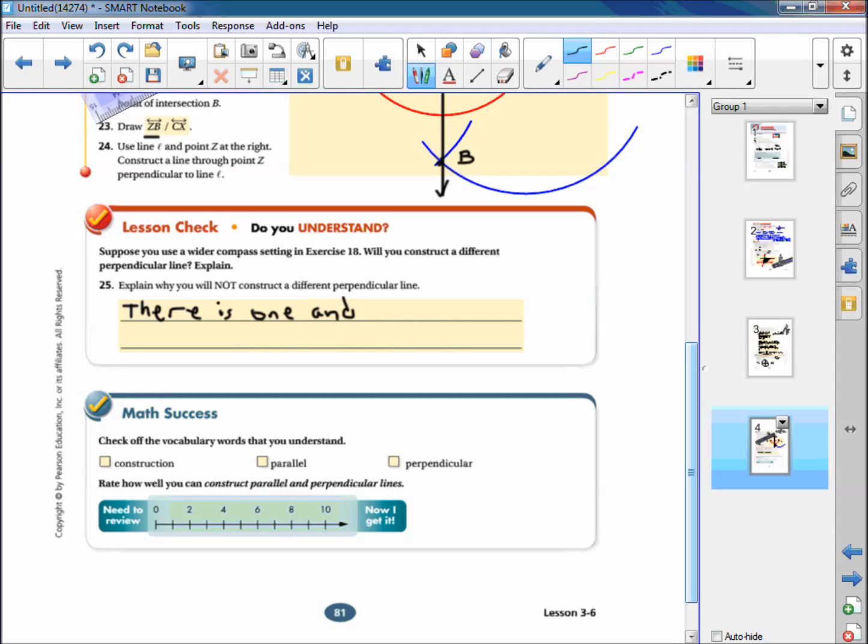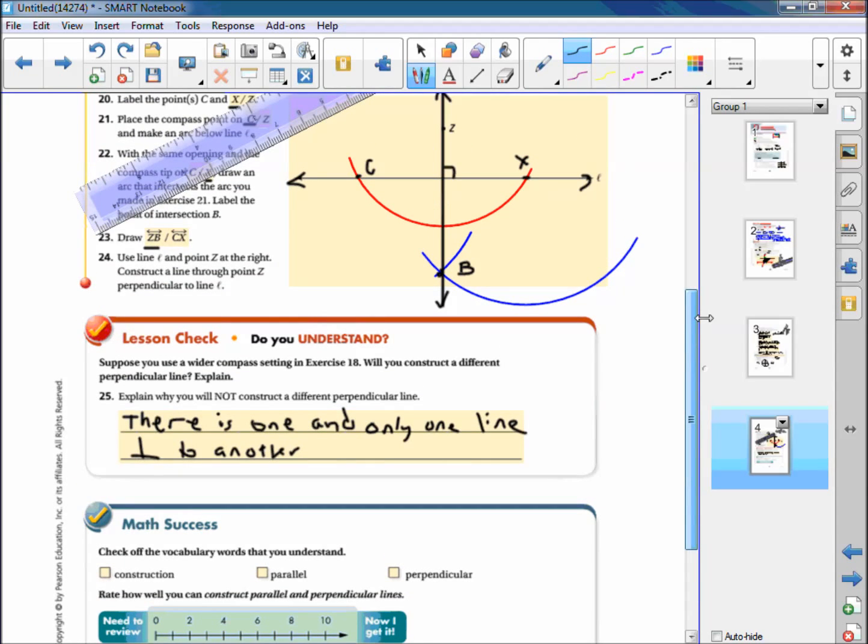One and only one line perpendicular to another. You just can't make more than one. Okay, so if we had done a bigger arc for the red one, we would just end up with a point somewhere else on this line, and then we would make it there. Okay, all right, that concludes the notes for the day.